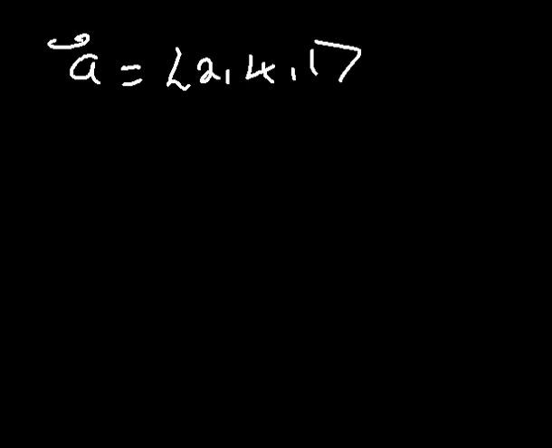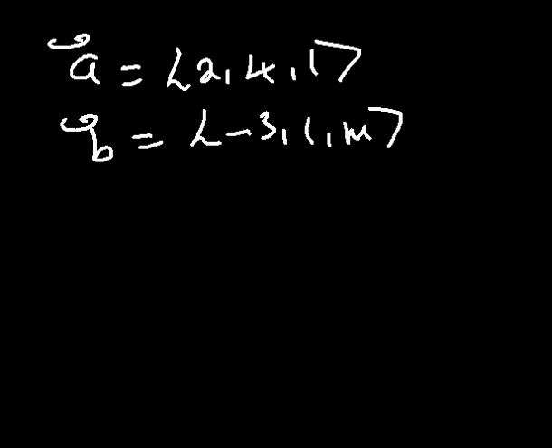So let's say we have two vectors. A vector A given as (2, 4, 1), and a vector B given as (-3, 1, m), where m is an unknown value. Now given that the vectors are orthogonal, find the value of m. Given that the vectors are orthogonal, find the value of m. Let's try this one as well.